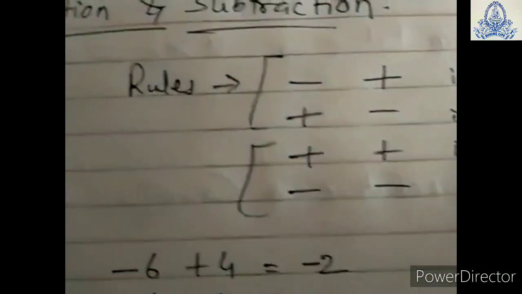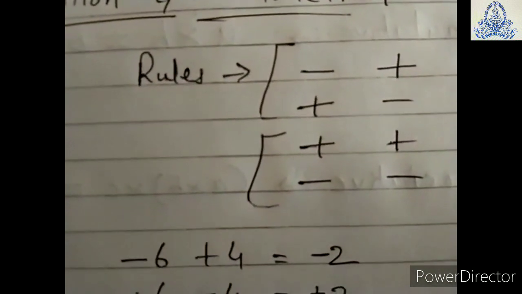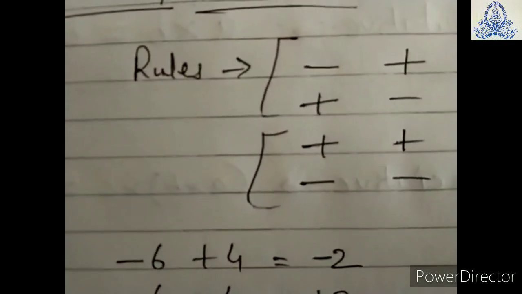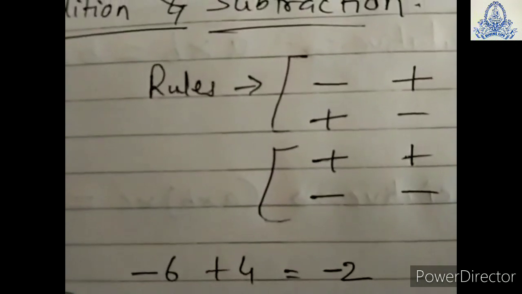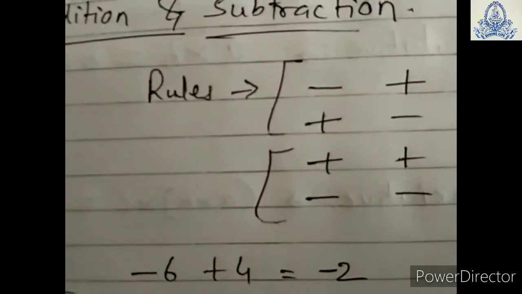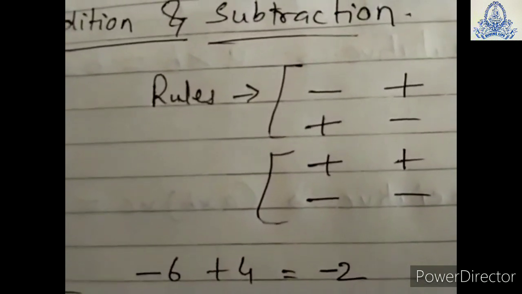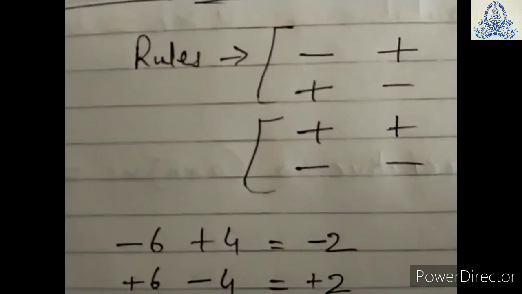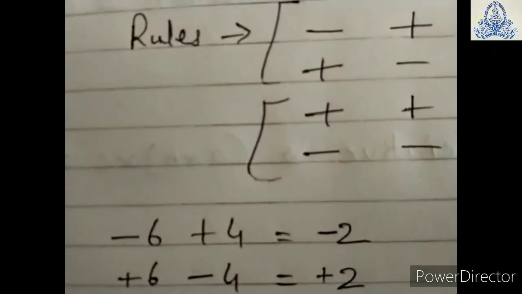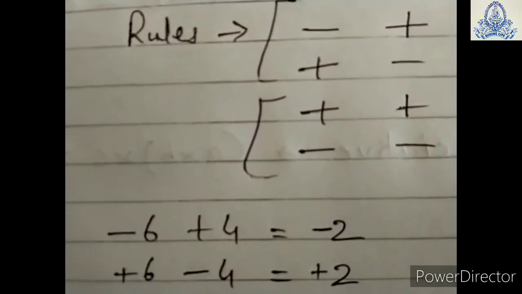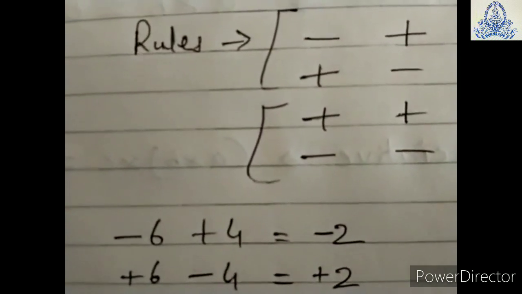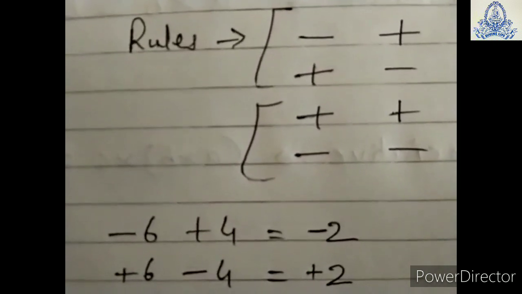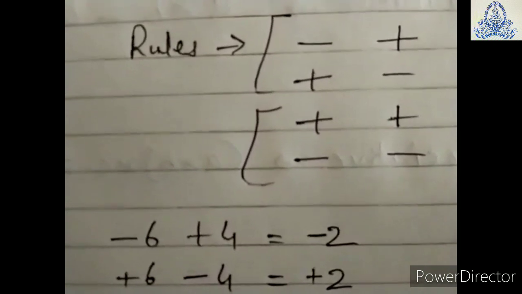So according to the first rule, minus plus always has minus. So 6 minus 4 we get 2, and the sign of the greater number out of the two, the greater number is 6, so the sign is minus, so the answer will be -2. Same way, if we take the same numbers but with a different sign, that is +6 and -4. So 6 and -4, that is plus minus always has minus, that is 6 minus 4 we get 2, and then the sign of the greater number, 6, is plus, so we will get +2.